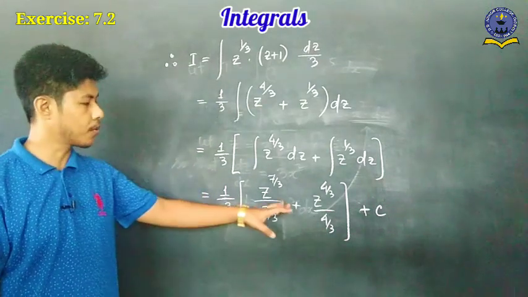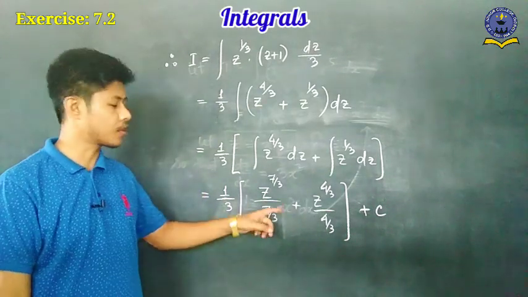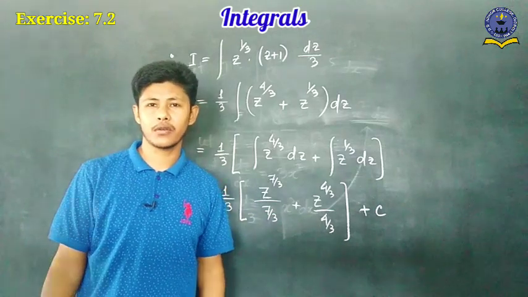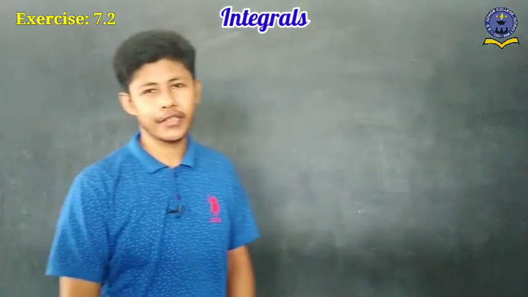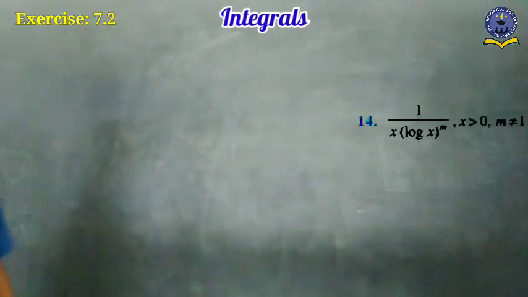Is it clear? So you have to complete this solution here. In place of z, what do you have to write? x cube minus 1. Okay, now the next question: integration of 1 by x (log x) to the power m dx, where x is greater than 0 and m is not equal to 1.